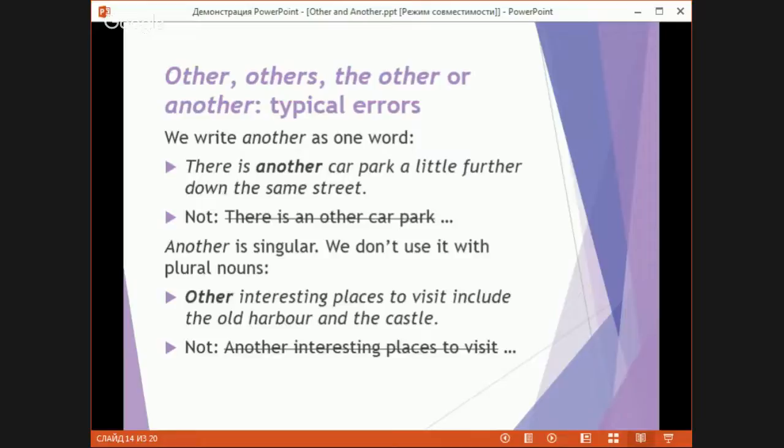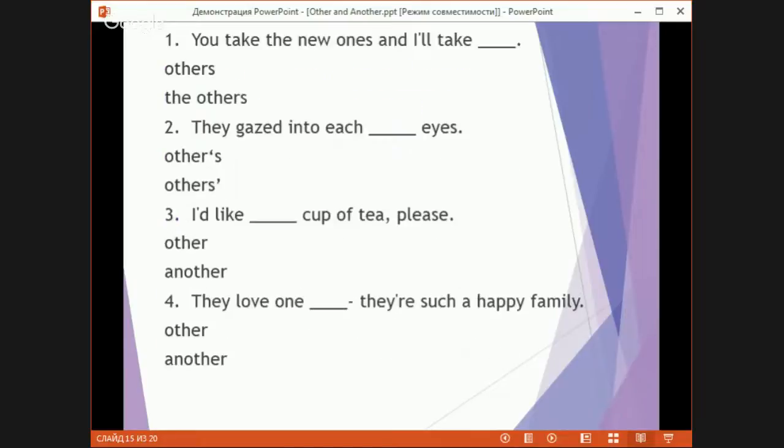Other interesting places to visit include the old harbor and the castle. We cannot use another in this case because we have places. Please be careful with that. Well, I know it's maybe a little bit confusing, but after a while, as soon as you start using these words, you will get the difference and feel the difference.